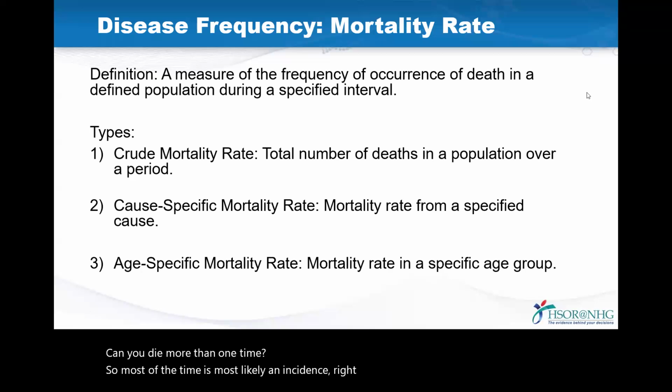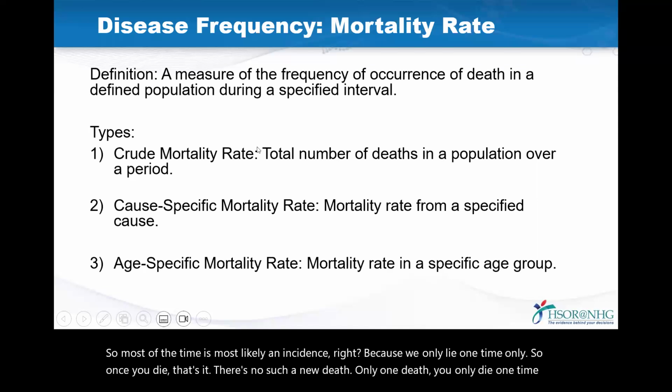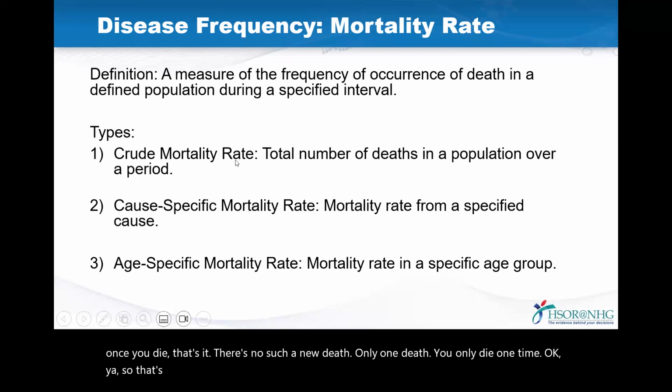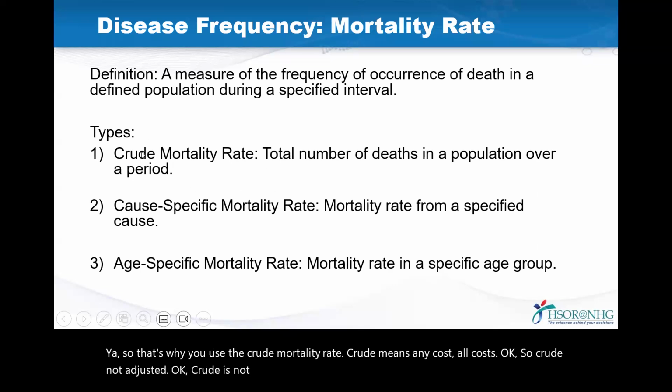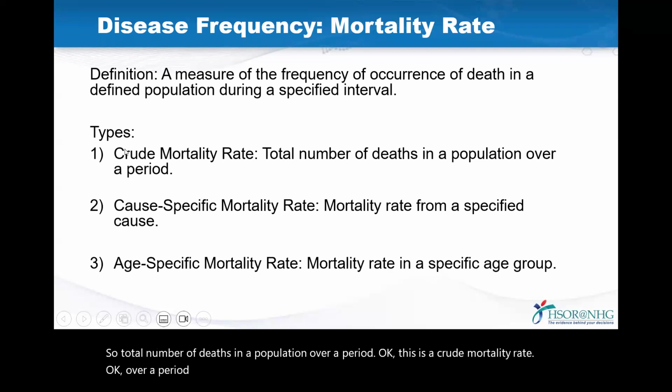Because you only die one time. Once you die, that's it. There's no such thing as a new death. Only one death. That's why I use the crude mortality rate. Crude means any cause, all cause. Crude, not adjusted. Maybe my jokes are crude, so not adjusted, not filtered. So it's the total number of deaths in a population over a period. This is a crude mortality rate.